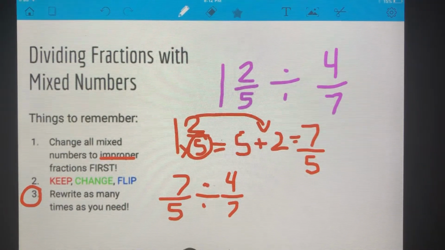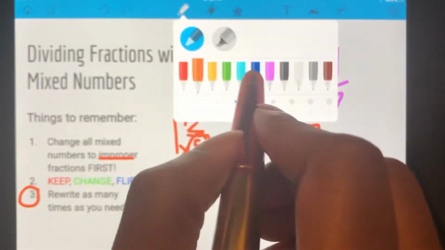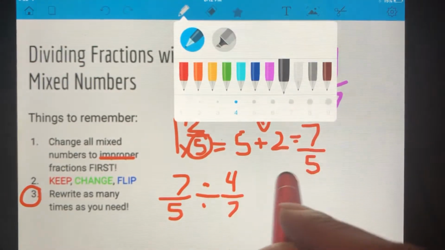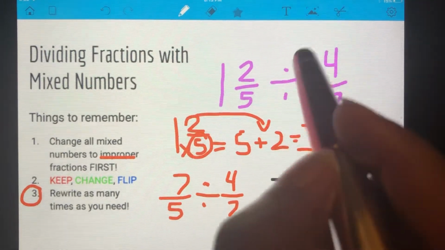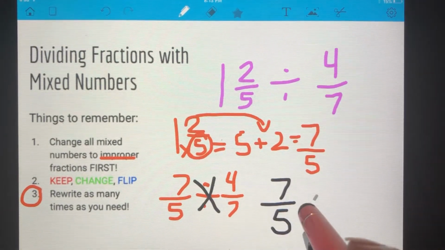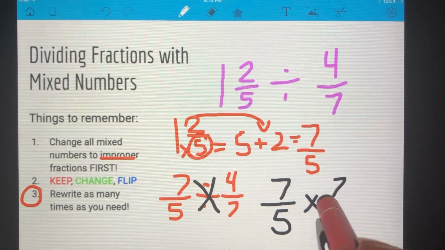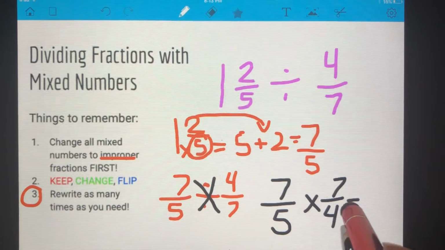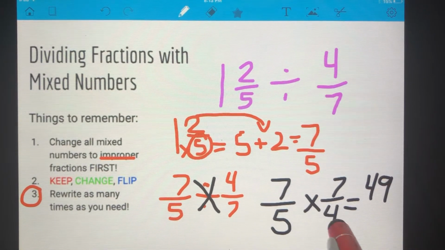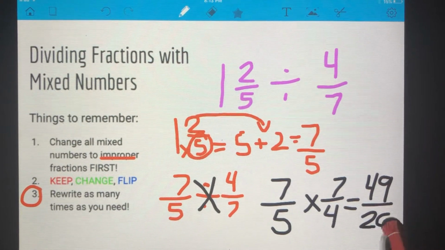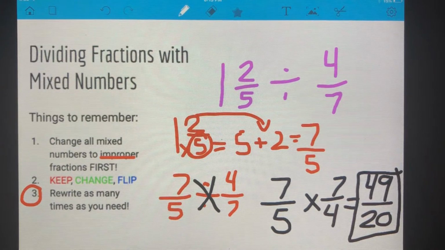So rewrite it again. We are going to keep the first fraction, so we now have 7 over 5. We're going to change that to multiplication, and we're going to flip this. So instead of 4 over 7, we now have 7 over 4. And our final answer: 7 times 7 is 49, and 5 times 4 is 20. So our final answer is 49 over 20. Okay?